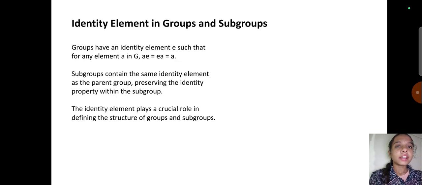And identity element in groups and subgroups. Groups have an identity element e such that for any element a in G, a * e equals e * a equals a. Subgroups contain the same identity element as the parent group, preserving the identity property within the subgroup. The identity element plays a crucial role in defining the structure of groups and subgroups. This is about the identity element in groups and subgroups.